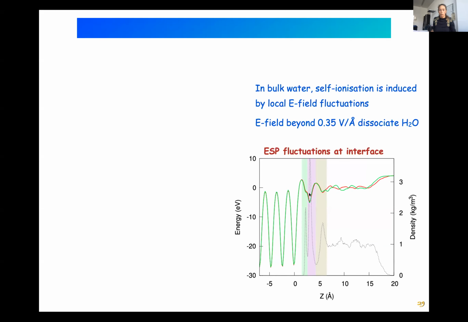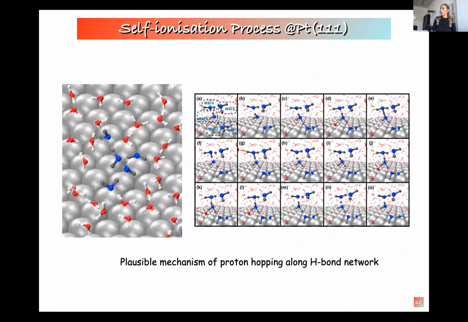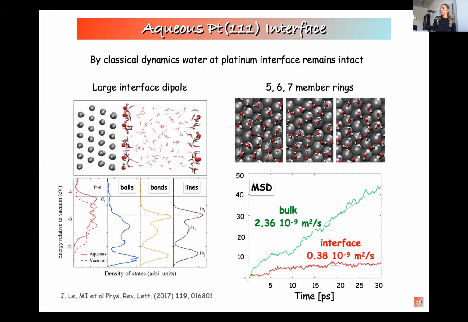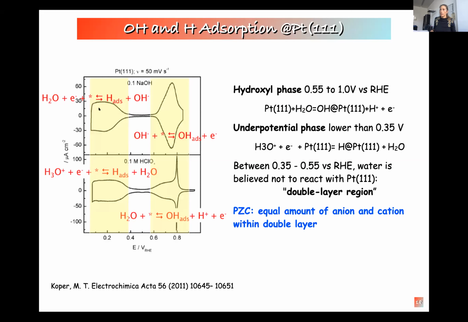We just want to go over the standard range of potentials that are used for studying the system, and so these are standard potentials. So we know that in the hydroxyl phase you have adsorbed OH, and in the underpotential phase you have adsorbed hydrogen. So we are there in the middle now, in this double layer region. And there we have not applied any additional potential.